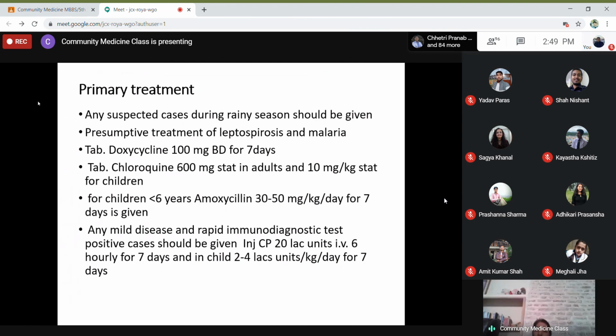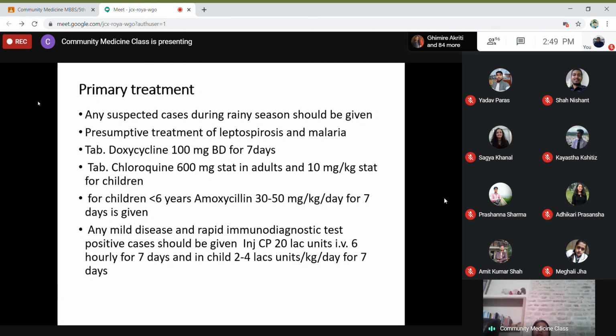So tab doxycycline 100 milligrams BD is given for 7 days. Chloroquine is given stat. Stat is immediate. You give 600 milligrams immediate dose, so that's around 4 tablets that you give. And then based on the body weight, at around 10 milligrams per kg body weight, for children you can start. Usually what we would do is give 600 milligrams stat, and then for adults give 2 tablets the next day and for the next 2 days. That would take care of malaria as well.